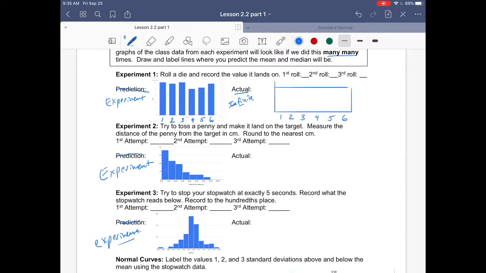And now let's imagine for a quick second, where do you predict the mean and median to be? Well, what's the average value of 1, 2, 3, 4, 5, and 6? It's going to be right here in the center, around 3.5. And in this particular case, this is symmetric data, so the mean is going to be approximately equal to the median.